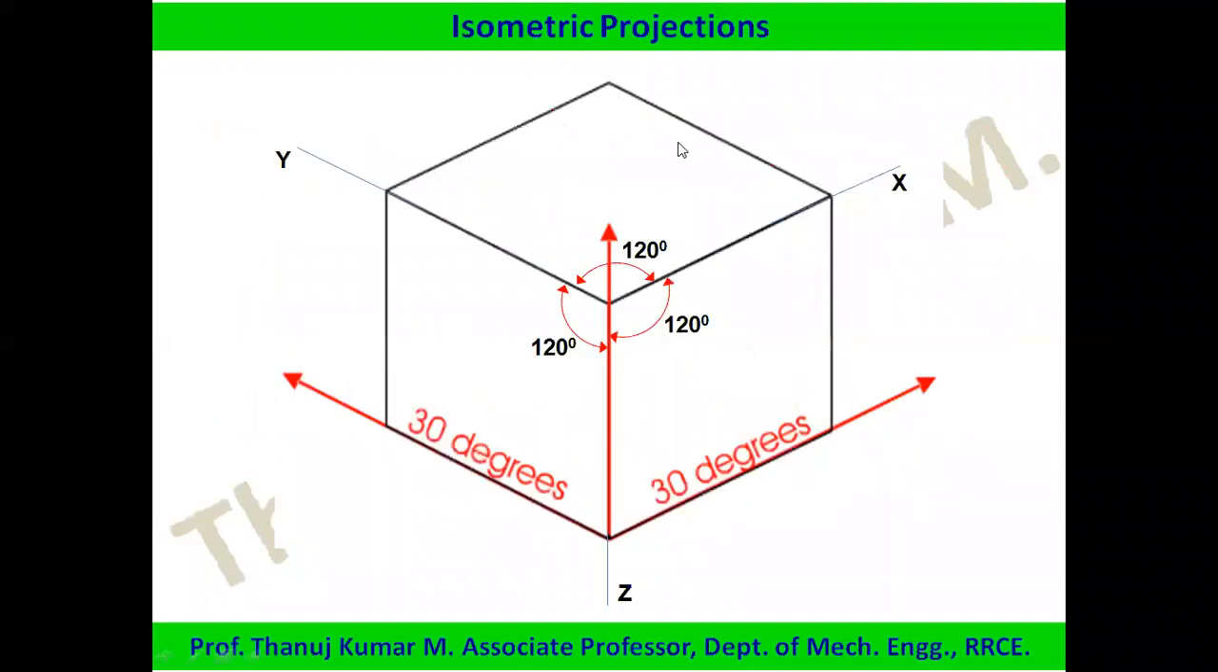See, this is the diagram. This is how the 3D view of the object looks. This is what you drew in the solid hexahedron problem. This x-axis, this y-axis, and this z-axis are equally inclined to each other. This is what isometrics is all about.